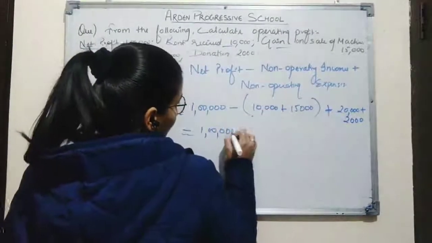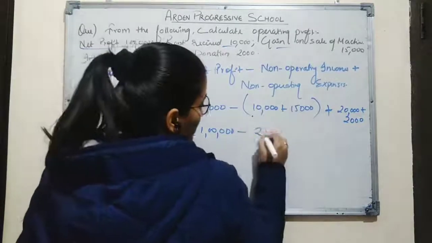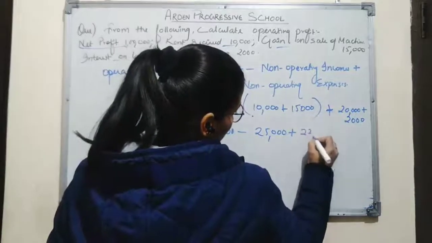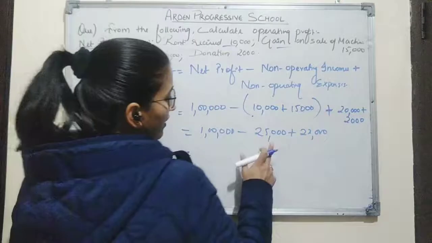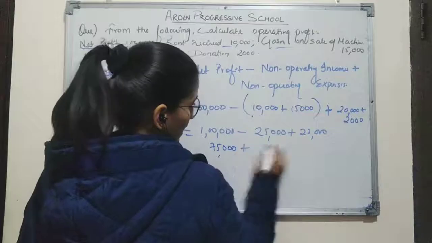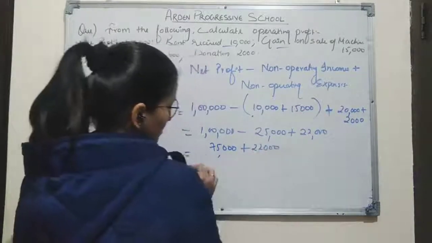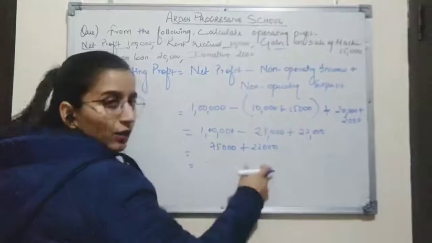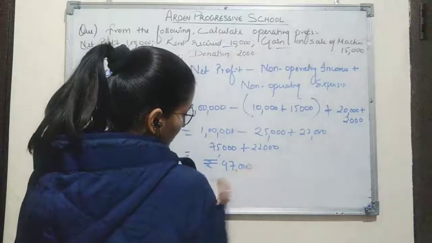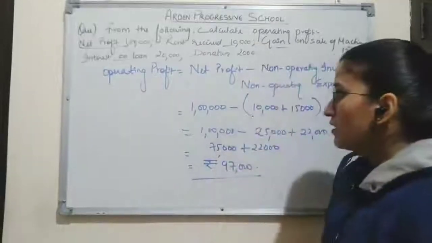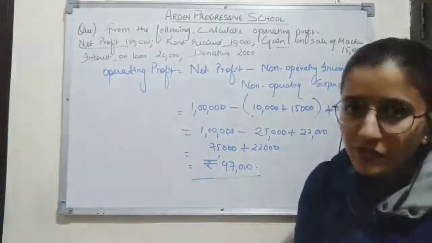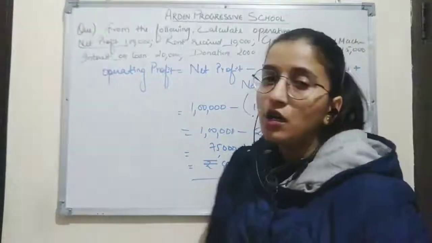Here 10,000 plus 15,000 is 25,000, plus 20,000 plus 2,000 is 22,000. Now we will deduct 25,000 from rupees 1 lakh. The amount we will get is 75,000. Remaining amount is 22,000. Now by adding 75,000 and 22,000, we get the amount rupees 97,000. This amount is considered as operating profit. So this is how we solve the question based on calculation of operating profit.